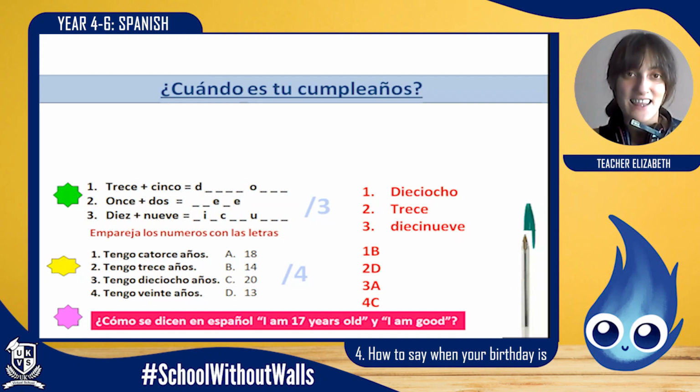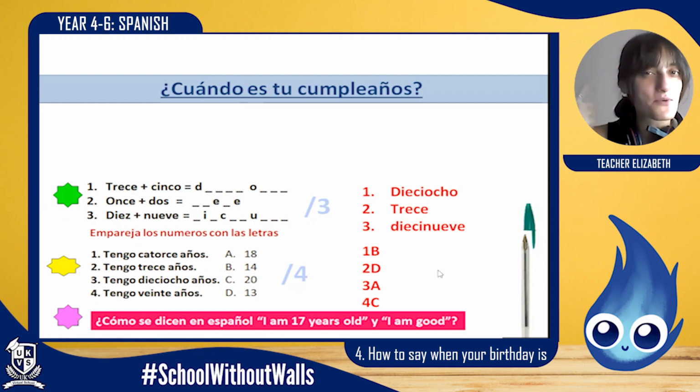Notice this funny little thing in Spanish. We don't say I am 17 years old. We say I have 17 years old. It's just those funny little things about each language, right? So I am 17 years old, that should be tengo 17 años.